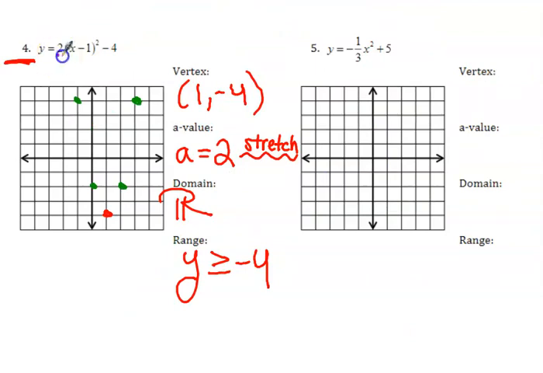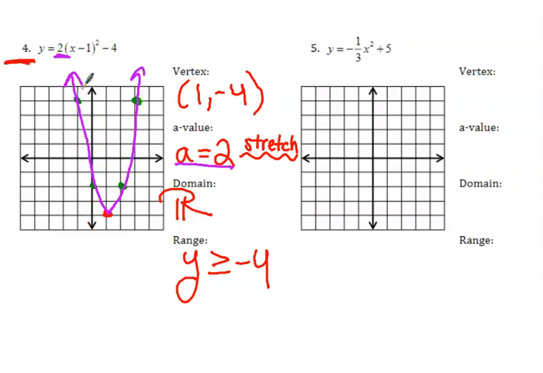Now, when it's a 2 in front, when our a is 2, if you notice, we went up 2 over 1, and then up 1, 2, 3, 4, 5, 6 over 1. All right, so noticing because of that 2, that changed our pattern. Okay, again, if that's kind of confusing to you, again, plug in points.